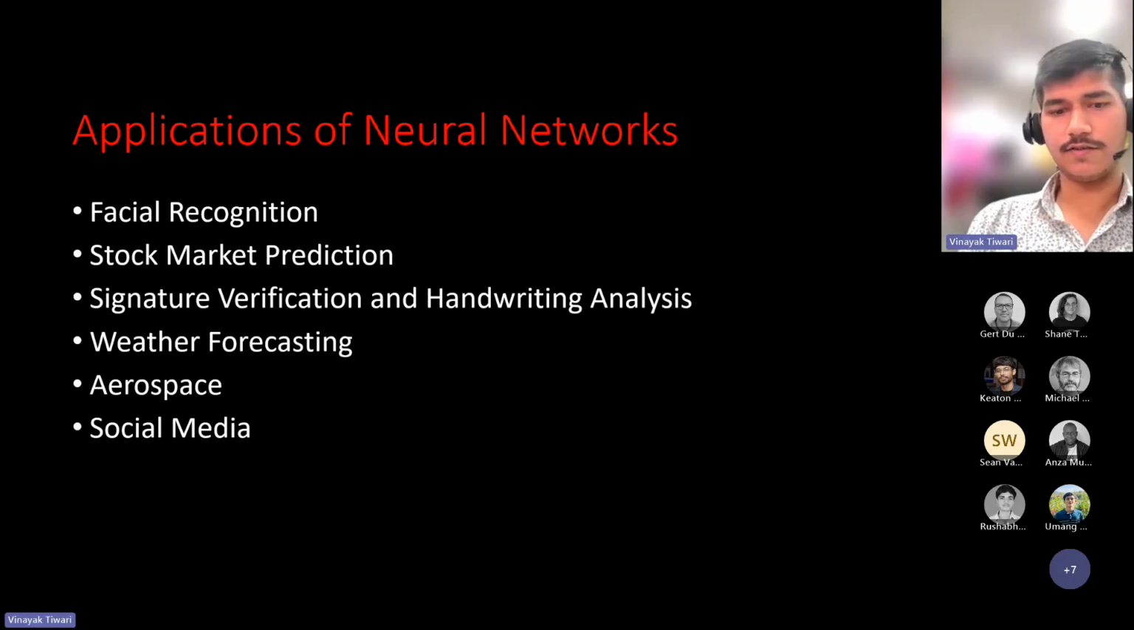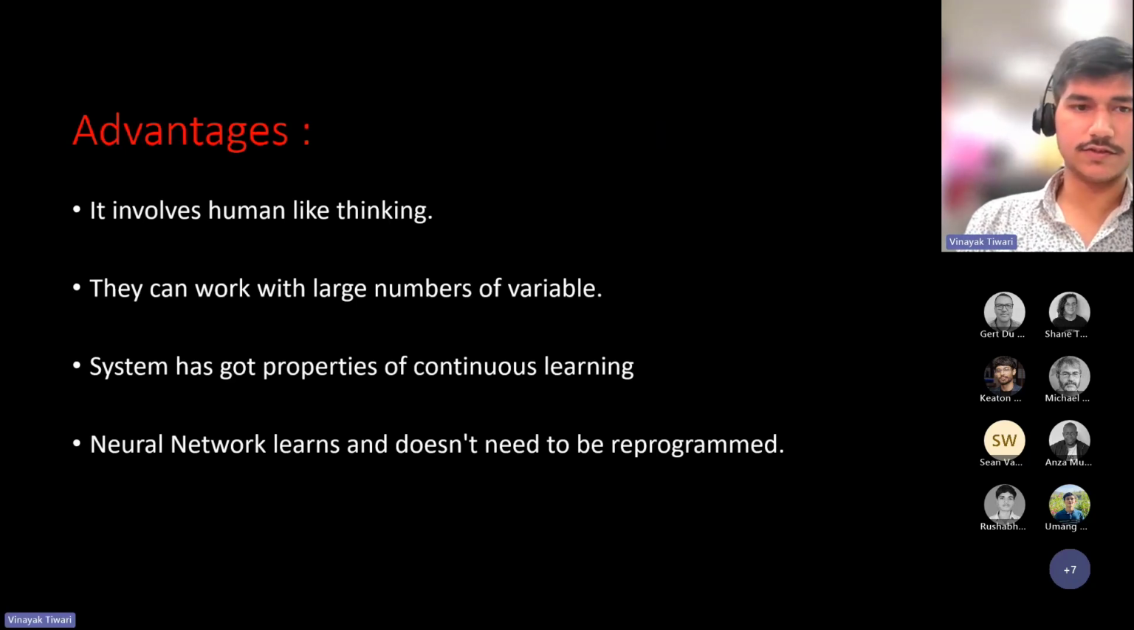So let's see the advantages and disadvantages of this. Advantages include that it involves human-like thinking, since it is developed from the human brain. They can work with a large number of data or variables. They have the property of continuous learning, which means you do not have to reprogram every time you enter new data. So what are the disadvantages of neural networks?